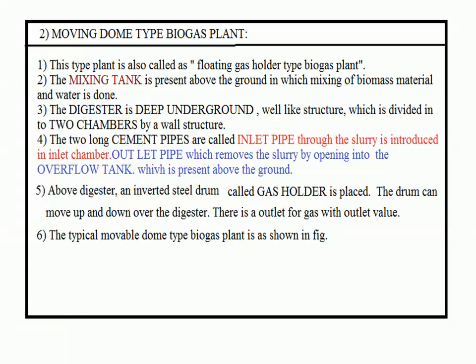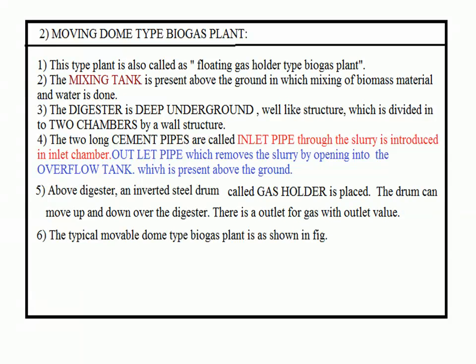The two long cement pipes are called the inlet pipe and the outlet pipe. Through the inlet pipe, the slurry is introduced into the inlet chamber of the digester. Through the outlet pipe, the slurry is taken out into the overflow tank. Then from the overflow tank, it is taken manually to the outside.